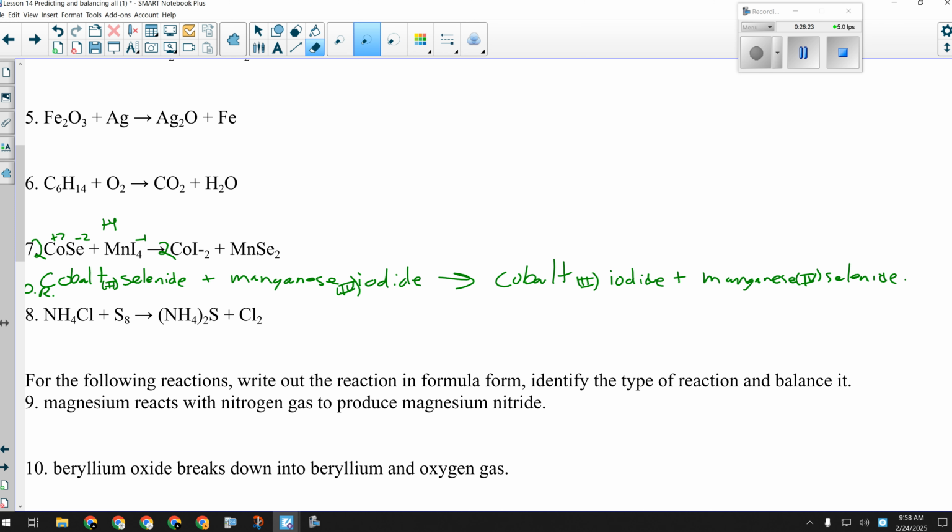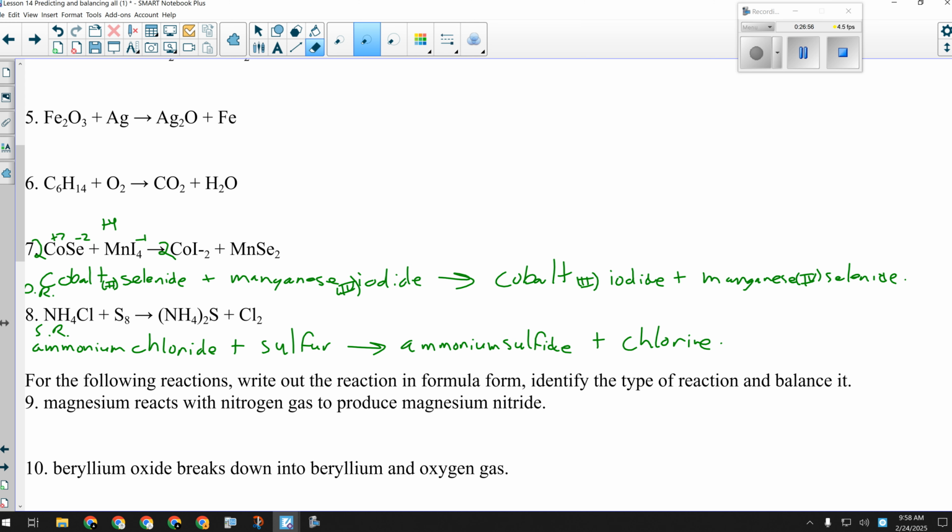All right, and then our last one, this stuff here is ammonium chloride, and it is reacting with sulfur. We don't change its name. That's how it looks when it's by itself. And that is going to give us ammonium sulfide and chlorine. That is a single replacement reaction.